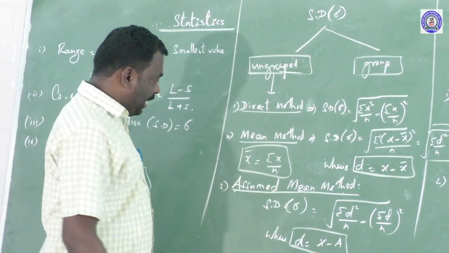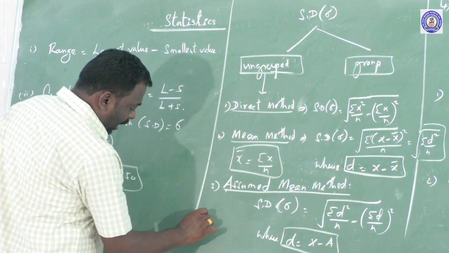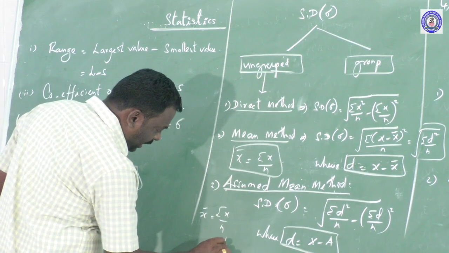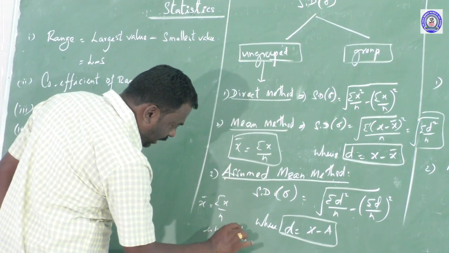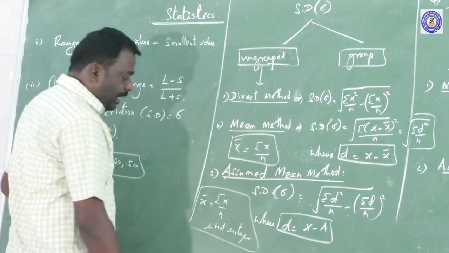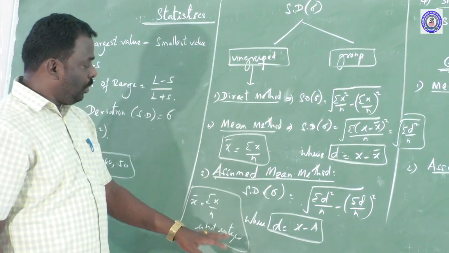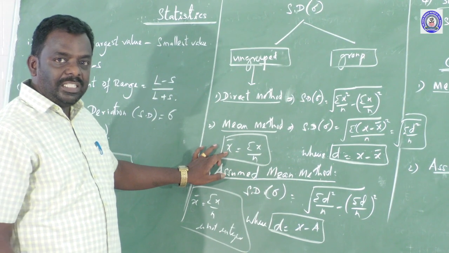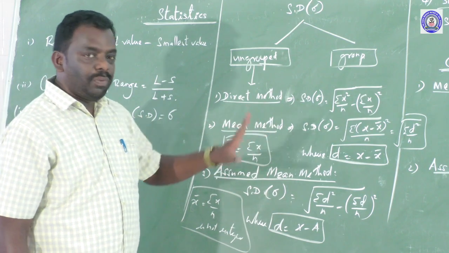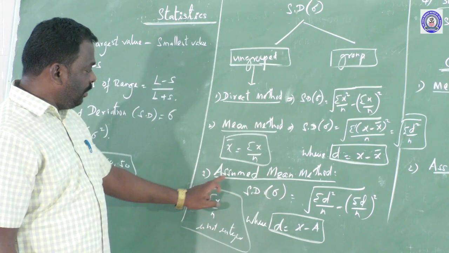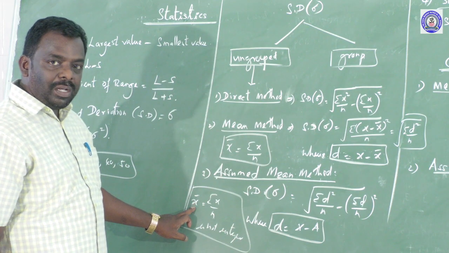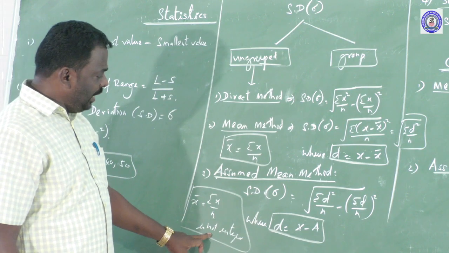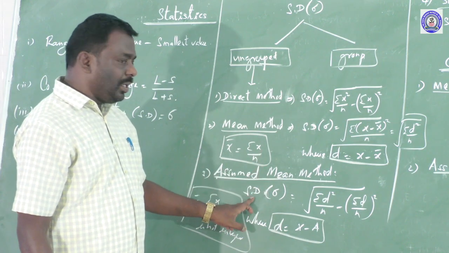Now the assumed mean method. In the case where the arithmetic mean, summation x by n, is not an integer, we can apply the assumed mean method to find the standard deviation. If we applied the mean method, x bar, which is summation x by n, would not be an integer, so we apply the assumed mean method to find the standard deviation.